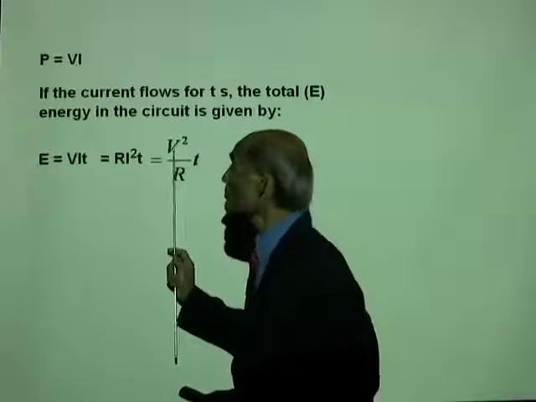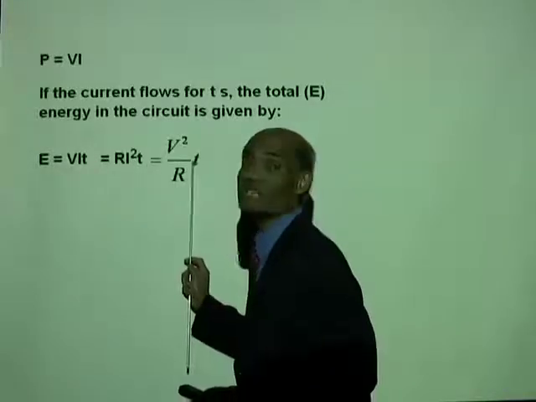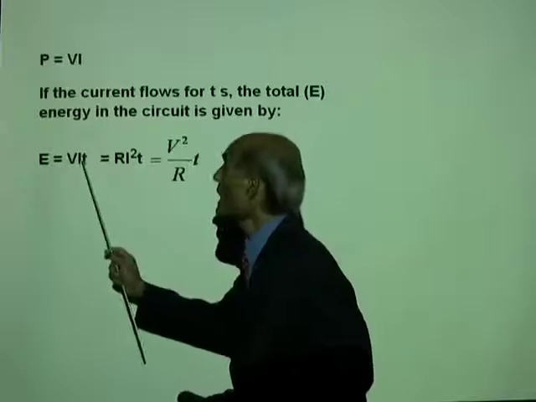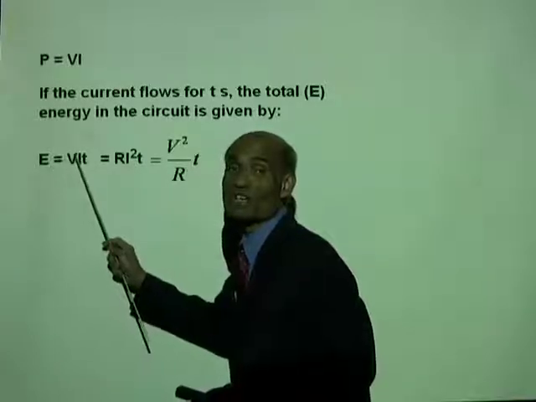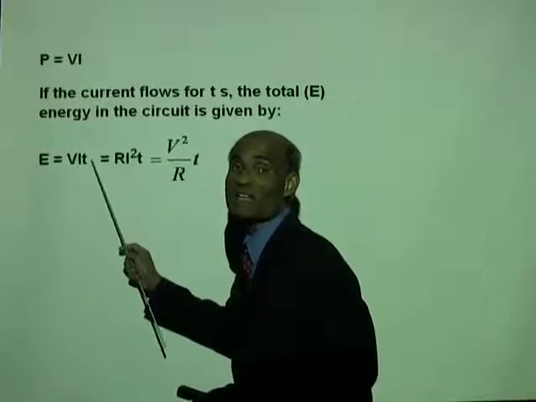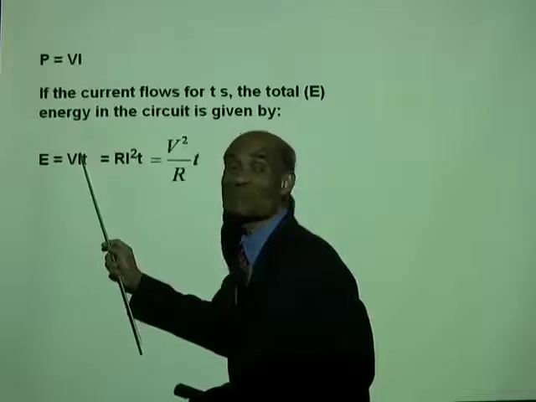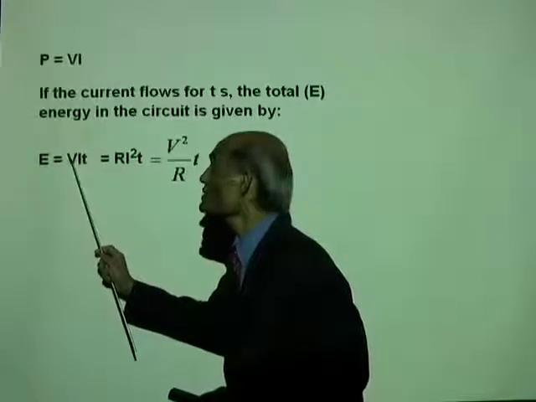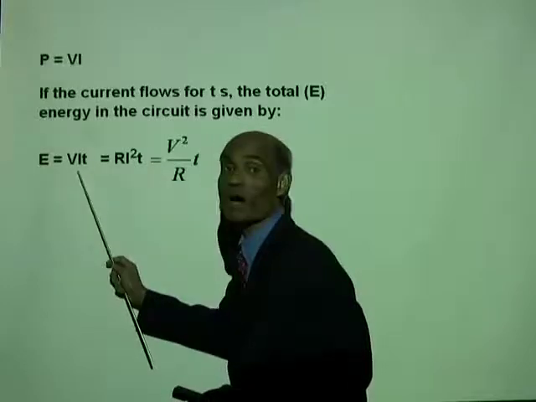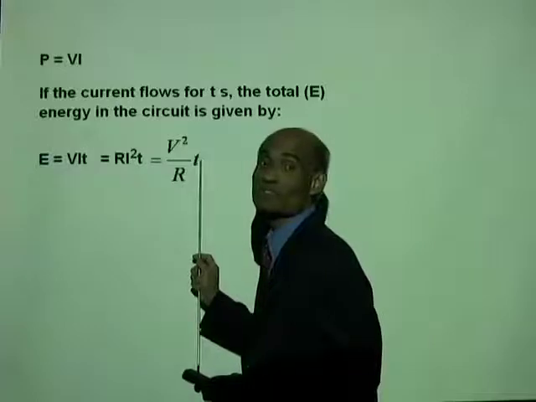And I can also write it as V squared over R times t. How did I do that? I can write I... look at this equation. Energy equal to VIt. Use Ohm's law to write I as V over R. So that will be V times V over R becomes V squared over R times t.